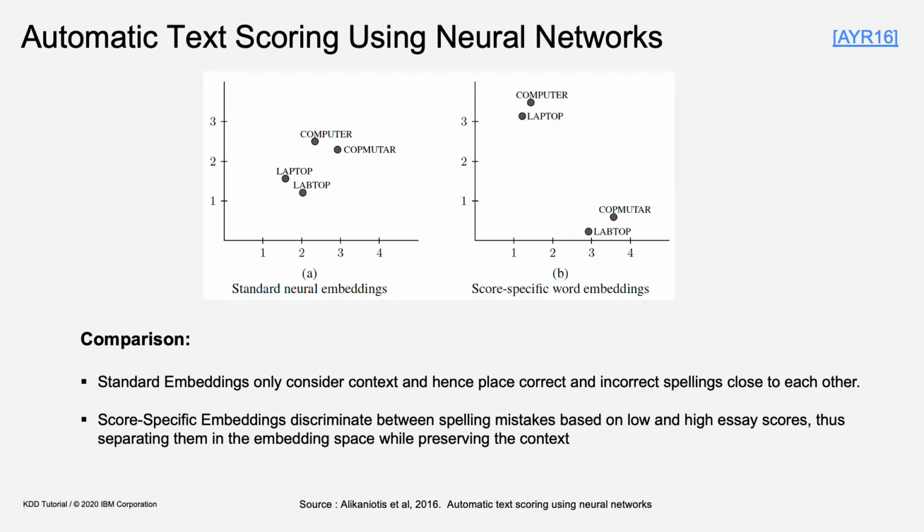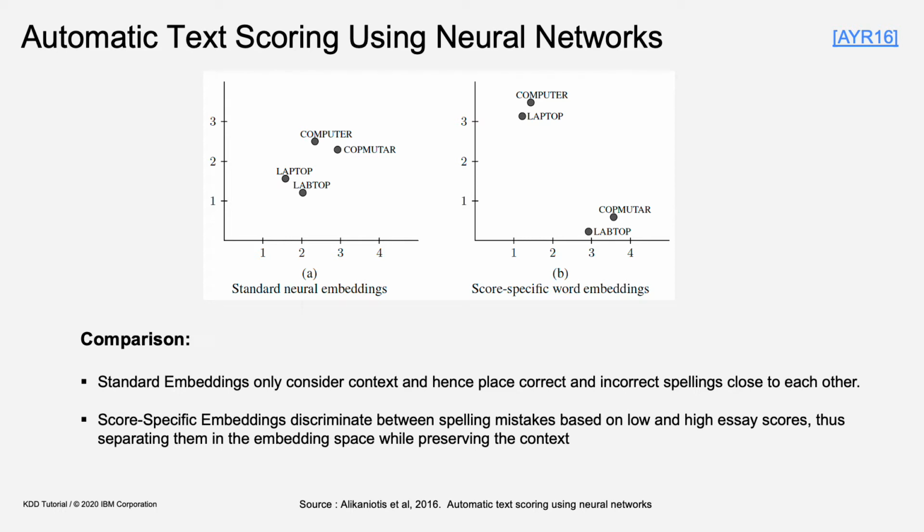The authors argue for the advantage of score-specific word embeddings over the standard embeddings through this figure. Since standard embeddings only capture the context of the word, incorrect spellings such as computer and laptop are placed close to their correct counterparts in the embedding space. However, score-specific embeddings discriminate between spelling mistakes based on low and high essay scores during training, and hence are able to separate the words in the embedding space while preserving the contextual information. Thus, in the figure you can see the correctly and incorrectly spelled words are separated yet close to each other as they are contextually similar.